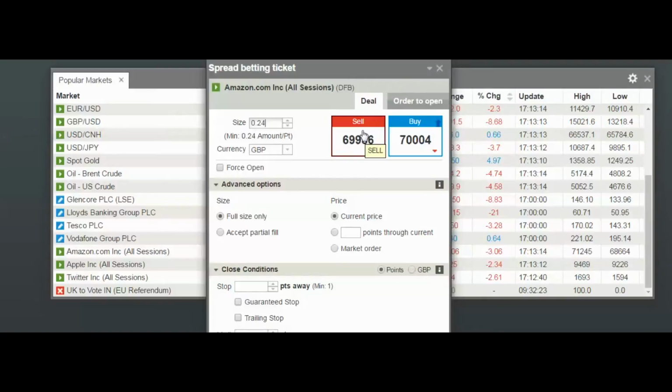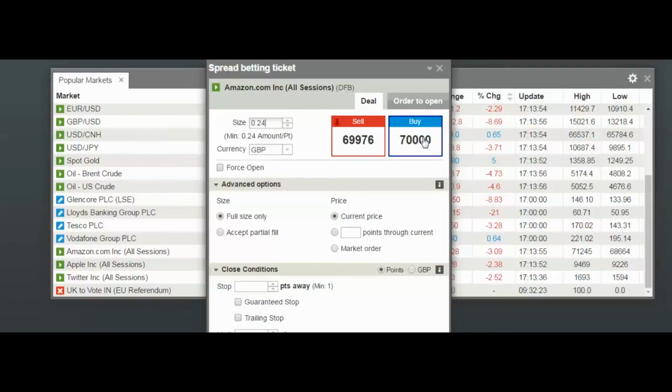So if you got that wrong, with Amazon shares to trade or spread bet, the number is so high there that you really have to decide, well, am I going to take that much of a risk, or am I going to reduce the bet size, the trade size? And again, even though the minimum amount per point is 24p, I will show you in another video how you can reduce that and only trade at, say, 5p per point instead of 24p per point. So that's another very, very big number.